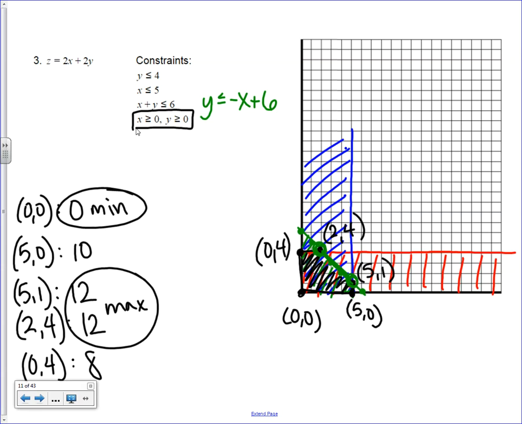Okay, now I just want to explain that to you. And obviously your answer the way it's written here is going to be just fine. But I want to explain, because those two points are on the same line, they have the same max, which is 12. Any point on that line also will have a max of 12.